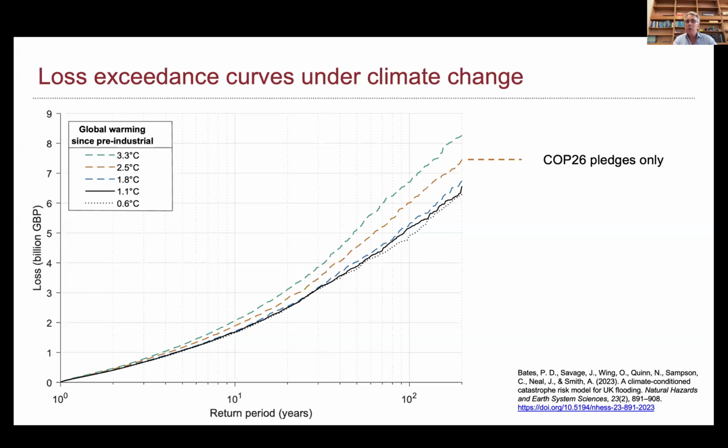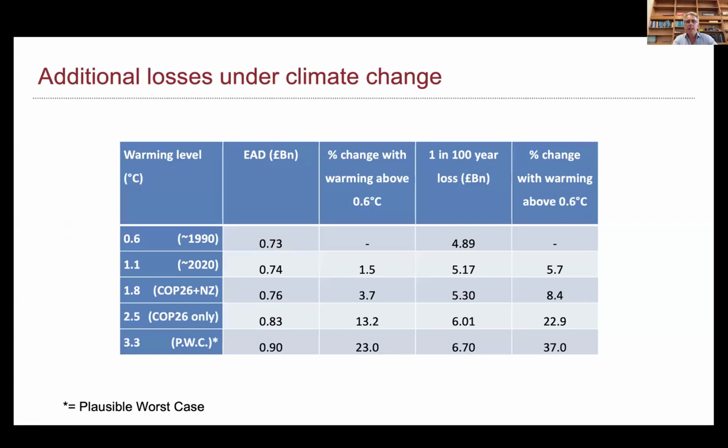Here then, we're starting to see quite substantial uplifts in the loss exceedance curves. And if we get to 3.3 degrees of warming, this is climate targets missed, climate more sensitive than we think it is, then 100-year flood losses might be 40% higher than they were in 1990. This table just puts that into account. You can see where we get, 3.3 degrees is our plausible worst case. Expected annual damages in the plausible worst case might be 23% higher than 1990, nearly 40% higher for the 100-year losses.